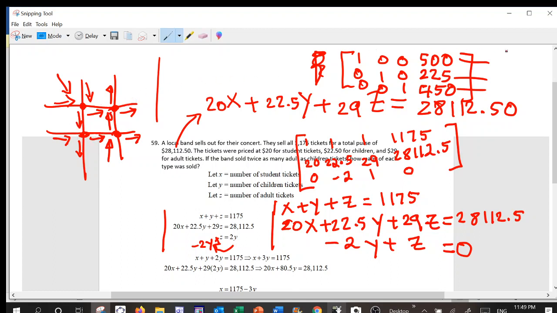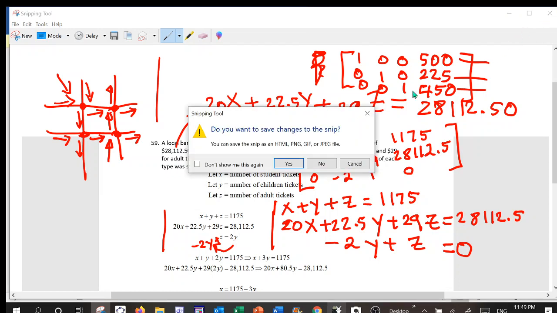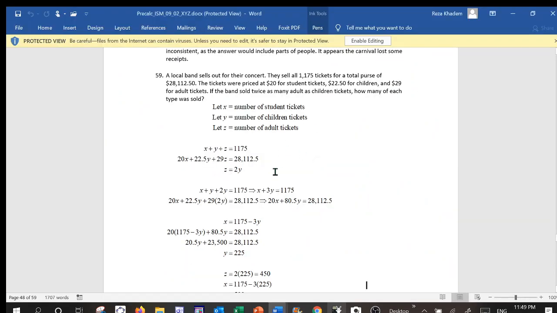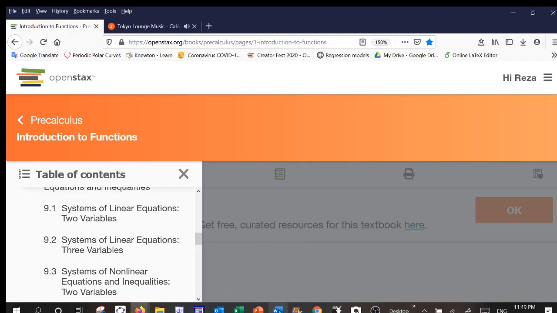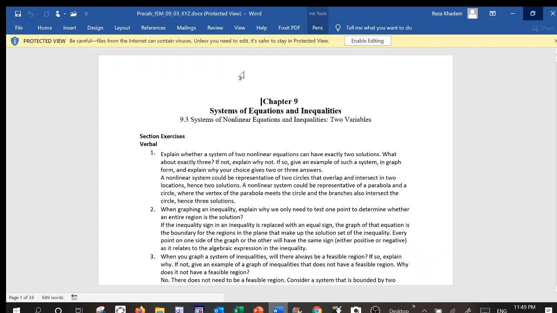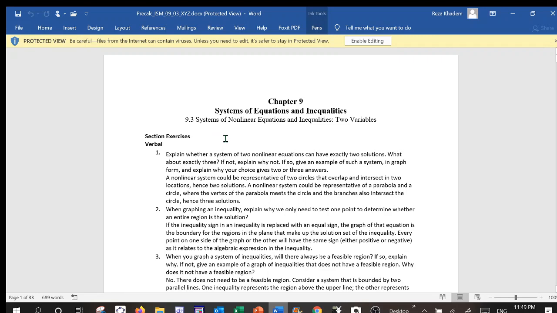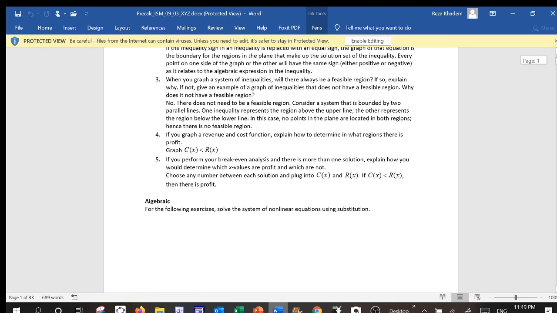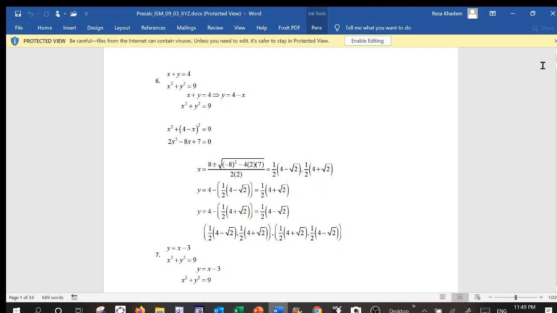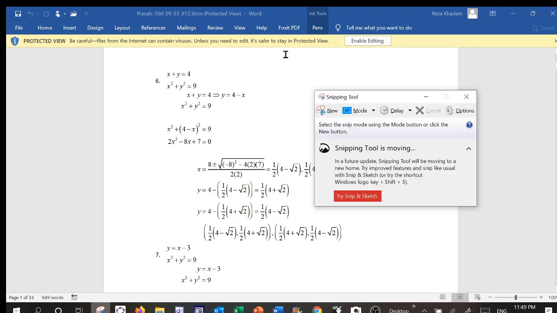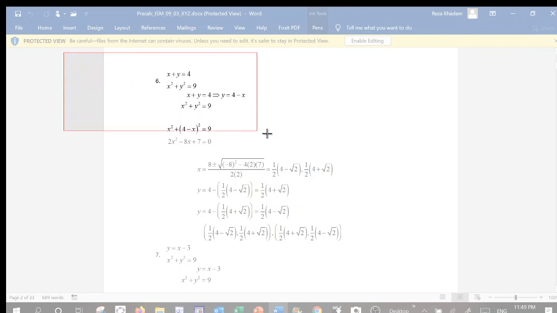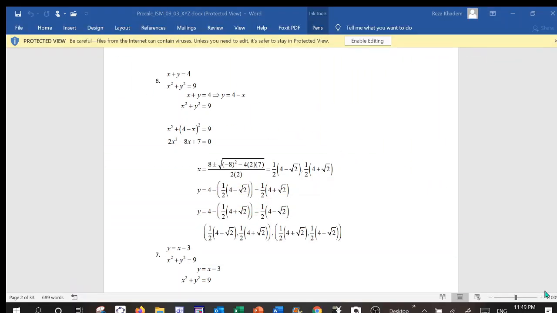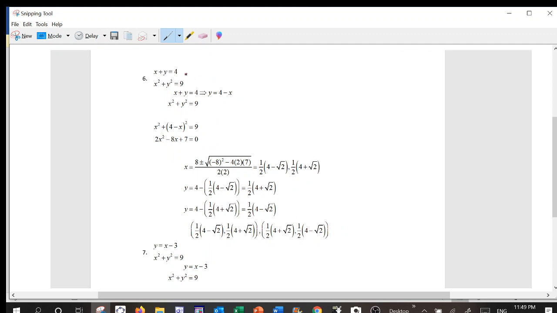All right, so let's move on. Now I want to continue with the section on systems of nonlinear equations and inequalities. So what we have is something like this. Let me do this simple one here. We have a system, but notice that this equation is linear, but this one is not linear.